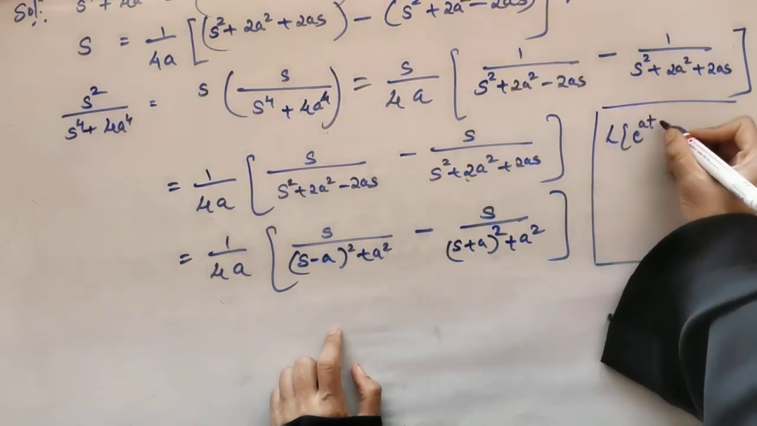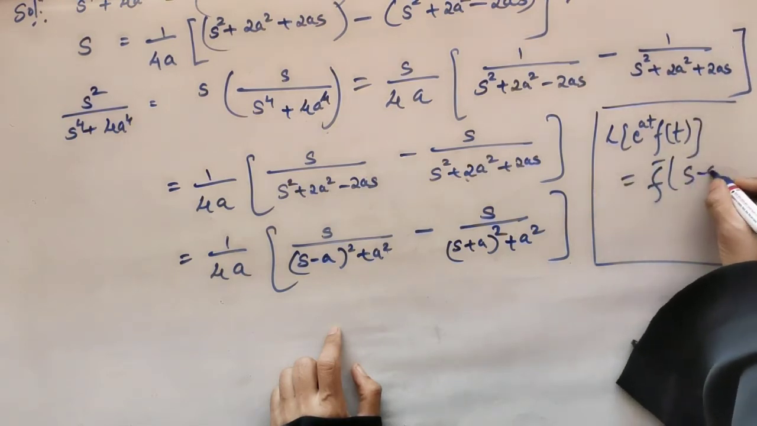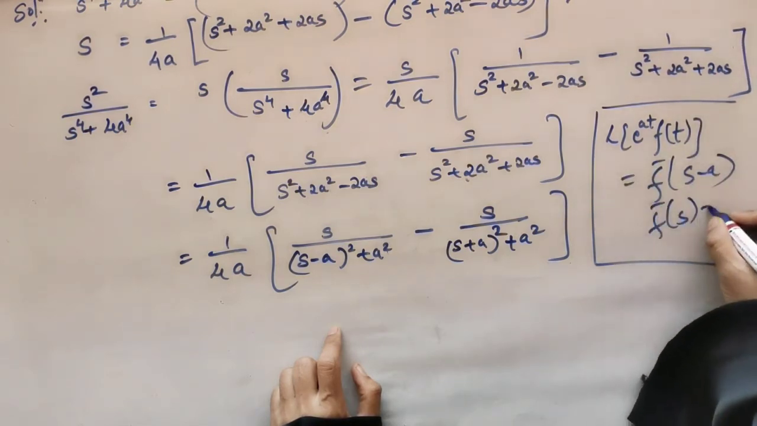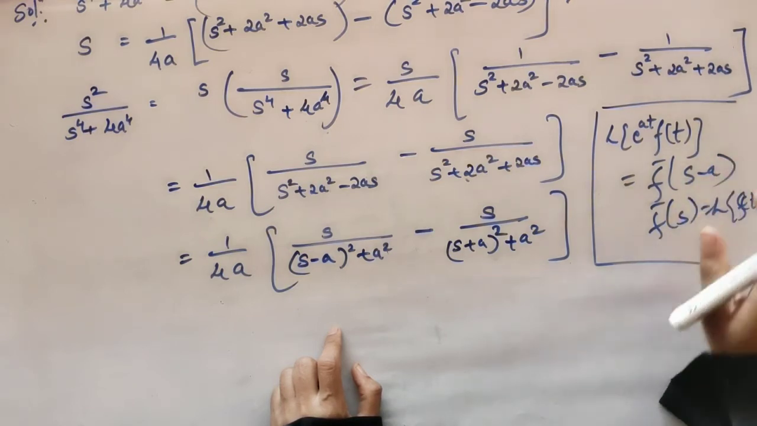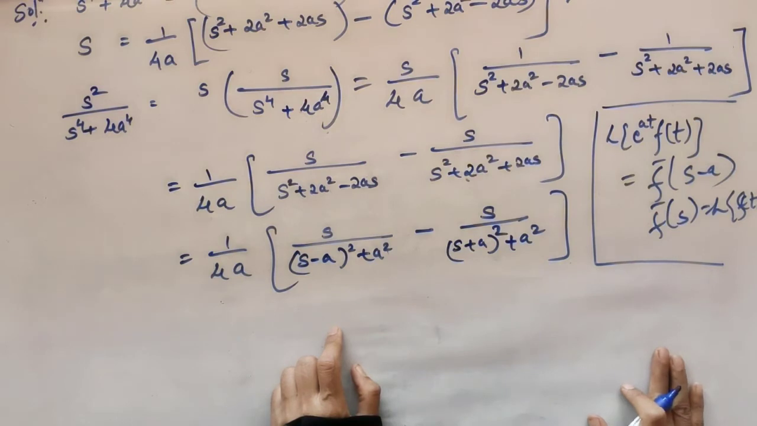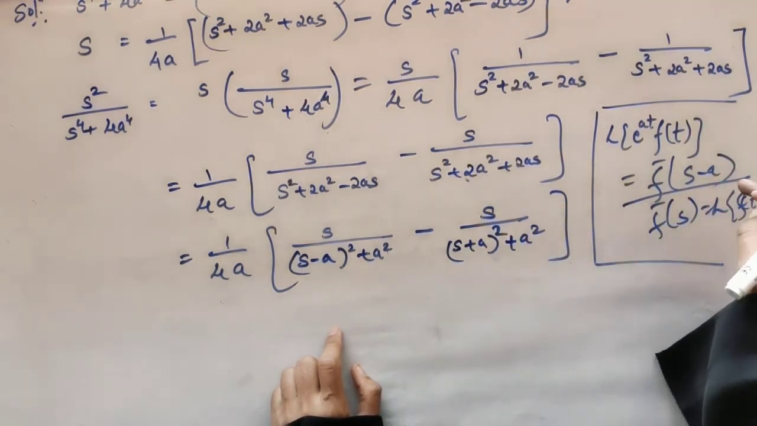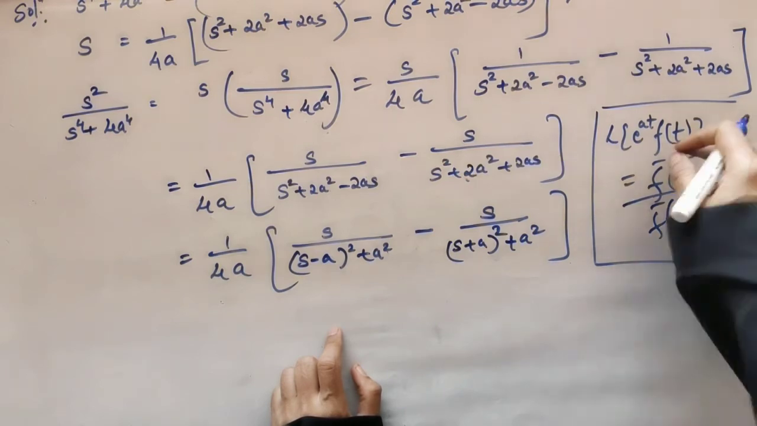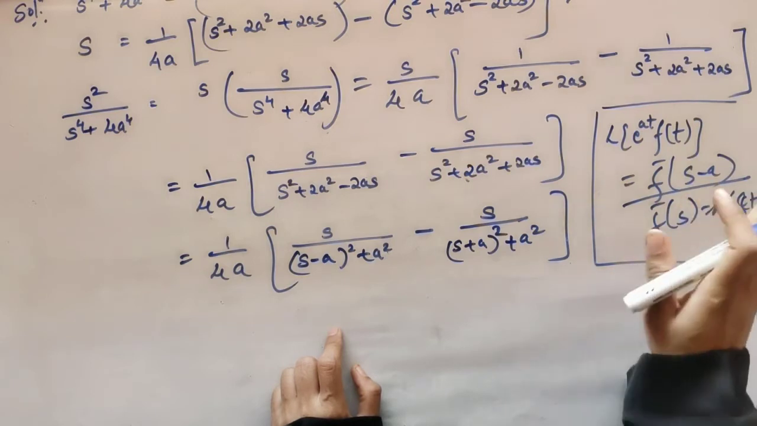It is the Laplace transform of e to the power at into f of t. It was to be f bar of s minus a, where your f bar of s is the Laplace transform of f of t, is it not? So wherever you had simple s, you get s minus a everywhere, by this property. Now if I want to use it in reverse, it means everywhere it should be s minus a, only then I can use this property inversely. Otherwise it is not possible for me.